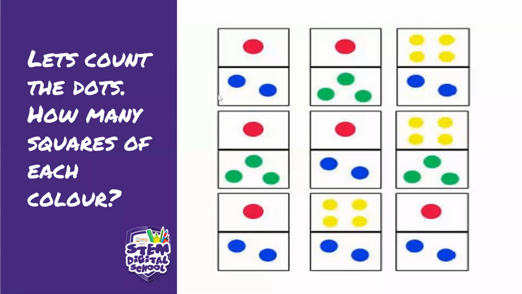The blue dots are more than the red dots because we said there are 1, 2, 3, 4, 5, 6 red dots, but there are 1, 2, 3, 4, 5, 6, 7, 8, 9, 10, 11, 12 blue dots. So the blue dots are more and the red dots are less.